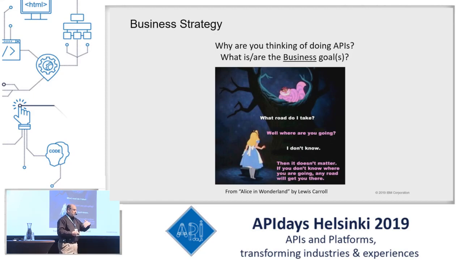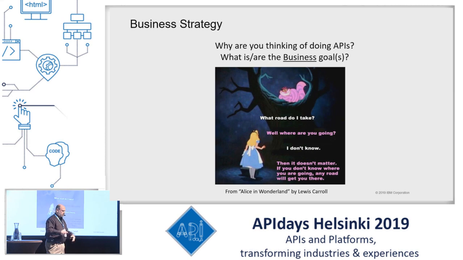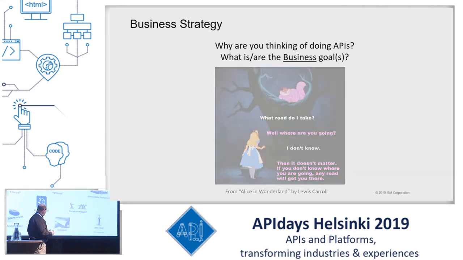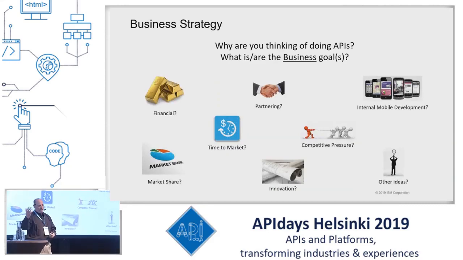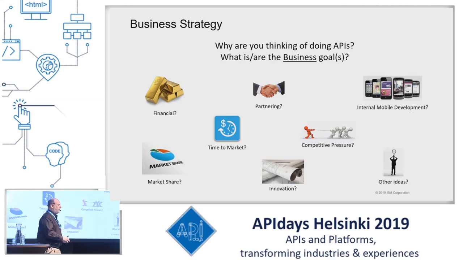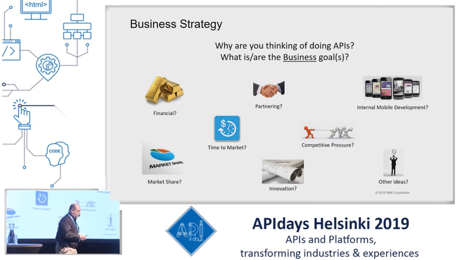Sometimes it works and they're able to share that information, but other times maybe not as successful. So we start to talk about possibilities for things that they might be trying to accomplish, making money. A lot of people talk about monetization. That's a topic I sometimes present at these conferences, or partnering, time to market. There's a number of different answers that might be there for why you're doing API related things.